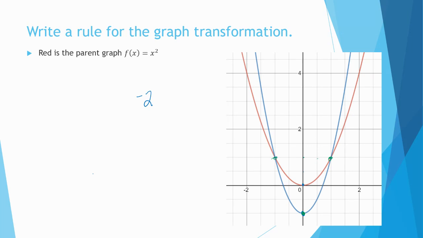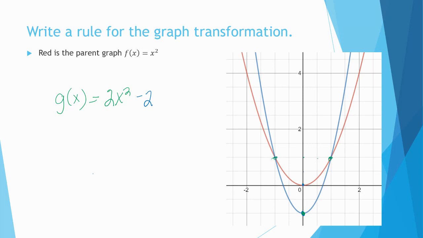So not only do I have an x squared minus 2, but I need to multiply it by 2 as well. And that is my new function. So g of x is 2 times x squared minus 2, because I moved it down 2. So sometimes we have more than one transformation on a graph, and that's okay. We need to just write a rule that describes all of them.